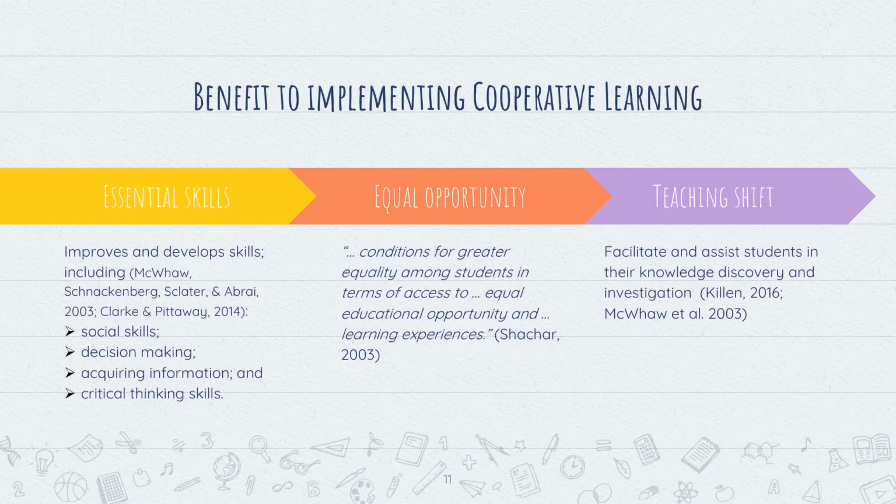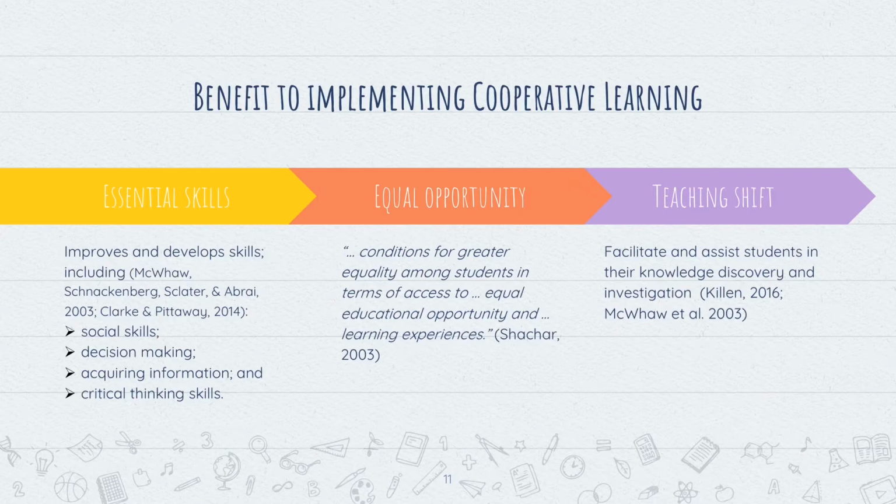Slavin published a study that assessed the effects cooperative learning holds on equality in students' levels of achievement. They found that the pedagogical strategy created conditions for greater equality among students in terms of success, equal educational opportunity, and learning experience.